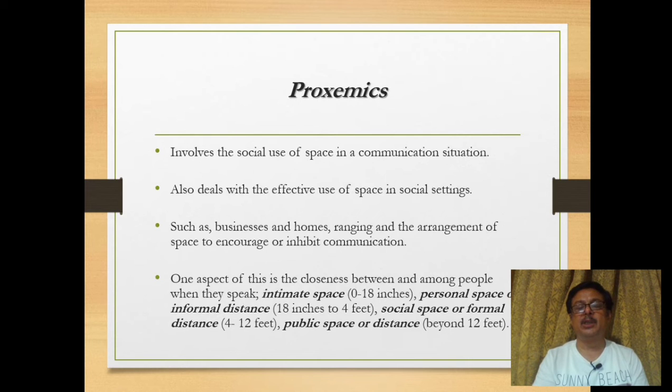One aspect of this is the closeness between and among people when they speak. For example, 0 to 18 inches distance is referred to as intimate space, and 18 inches to 4 feet refers to personal space or informal distance. 4 to 12 feet is referred to as social space or formal distance, and beyond 12 feet is public space or distance.